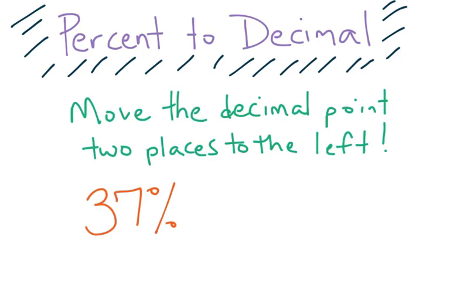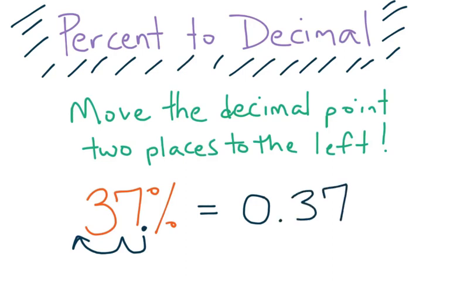So in a percent, like 37%, 37 is technically a whole number. We'll call it a whole number. The decimal would be right here behind the 7. So if I want to turn 37% into a decimal, all I need to do is move that decimal over two places to the left, and then the decimal form is 0.37 or 37 hundredths.